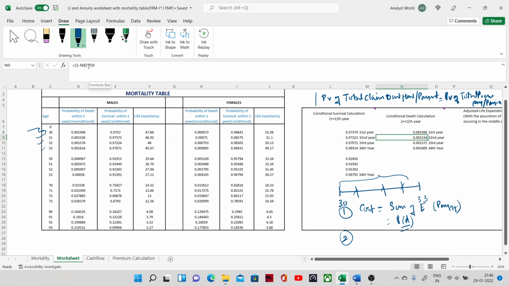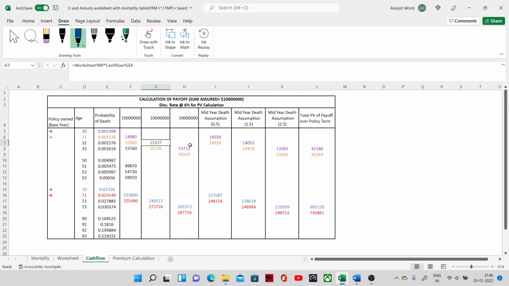That is the probability that he survives, that is 1 minus 98 into the unconditional probability of dying in year 2. So that is what this figure is coming out to be, multiplied by the sum assured. The sum assured is 10 million in year 2 as well. It is going to remain 10 million all through the policy year. So this becomes the expected payoff should there be an eventuality in year 3.